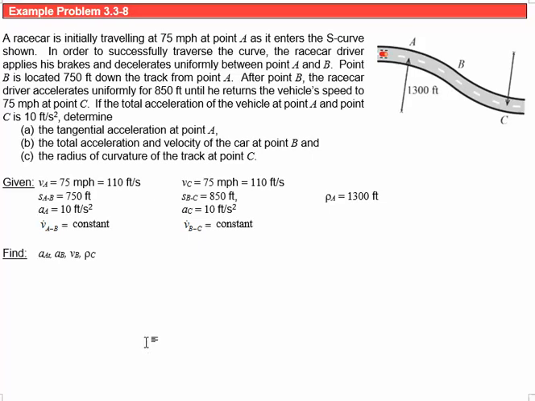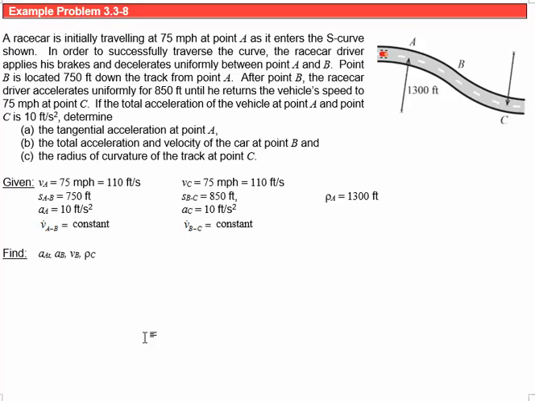This problem is an example of where normal and tangential coordinate systems are very useful. Let's read the problem statement. A race car is initially traveling at 75 miles per hour at point A. As it enters the S curve shown, in order to successfully traverse the curve, the race car driver applies his brakes and decelerates uniformly between points A and B. Point B is located 750 feet down the track from point A.